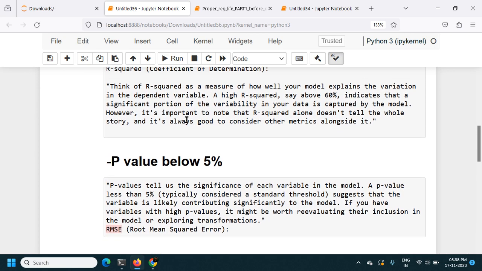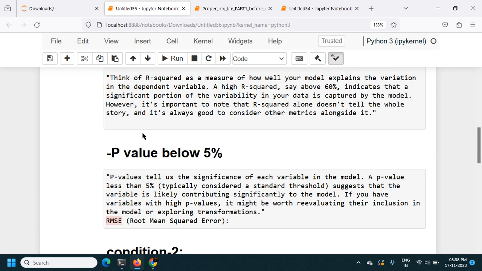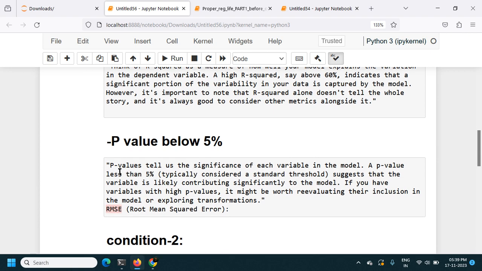Then after that we will check the p value of each variable. The p value tells us the significance of each variable in the model. A p value less than 5%, typically considered the standard threshold, suggests that the variable is likely contributing significantly to the model. If you have a variable with a high p value, it might be worth reevaluating its inclusion in the model or exploring transformation.